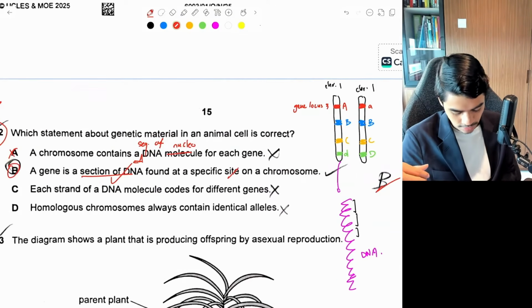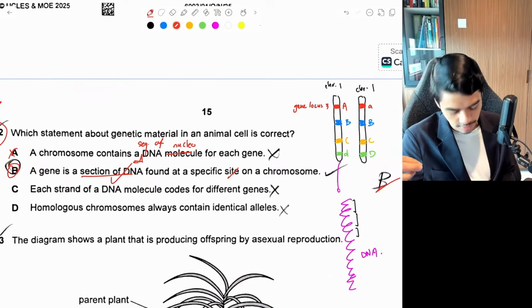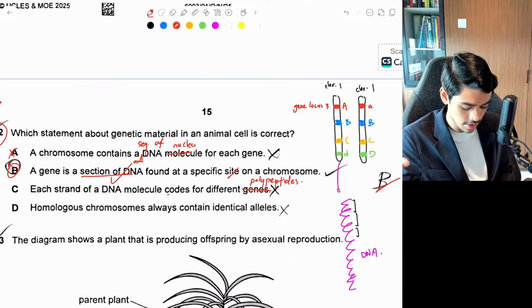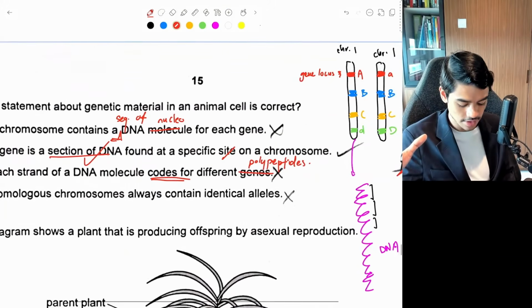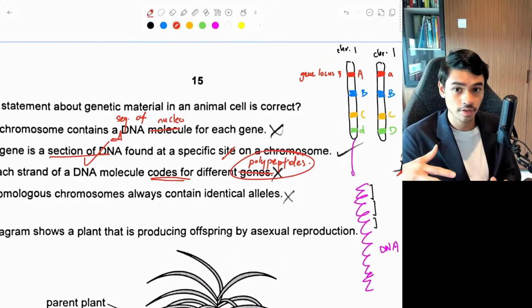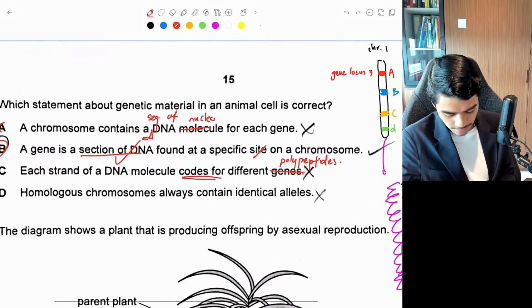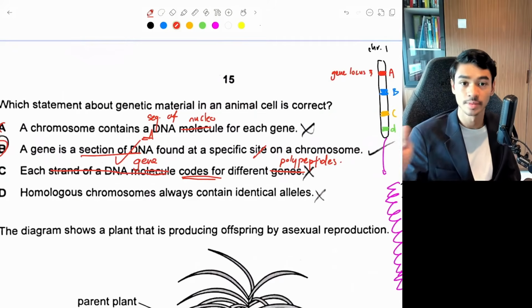Then, each strand of DNA molecule codes for different polypeptides, because each gene codes for a specific polypeptide. So when you see the phrase codes for, what comes after it is the product. What is the product it's coding for? So each gene codes for the product, and the product is a polypeptide.